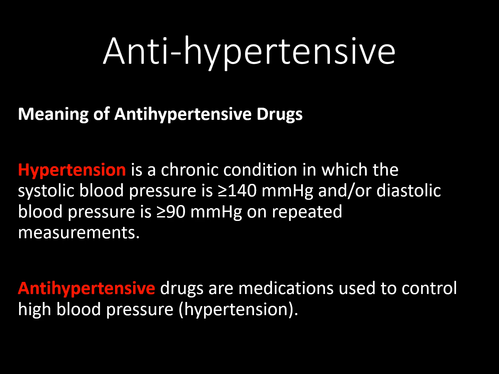Now let's look at what antihypertensives are. Anti means against, so these drugs are against hypertension. Antihypertensive drugs are medications used to control high blood pressure. That's very simple. They are used to control high blood pressure.